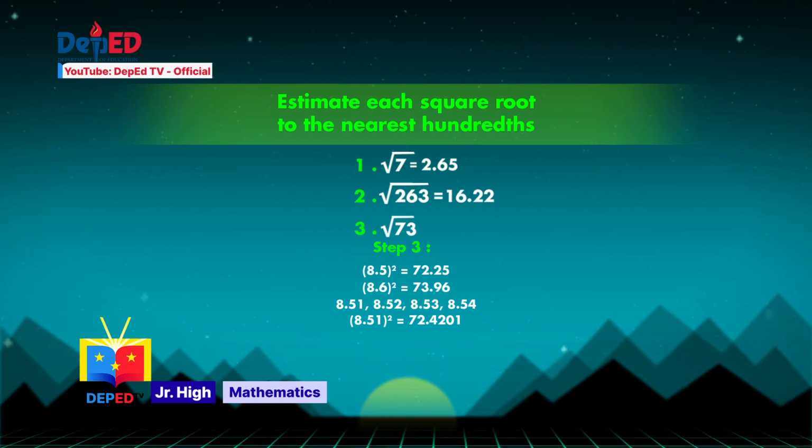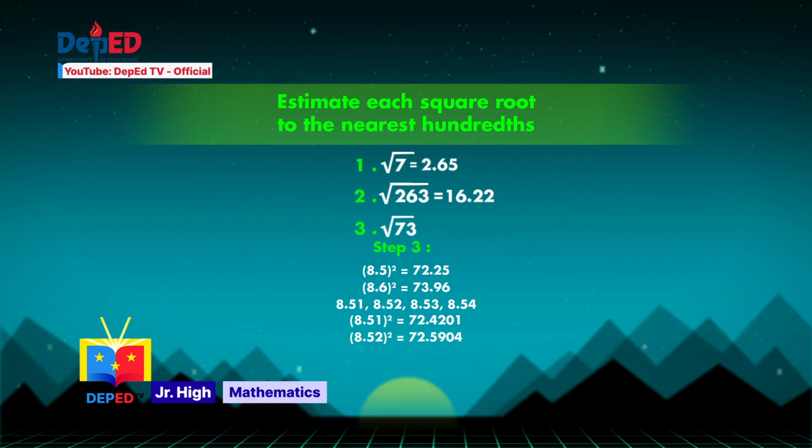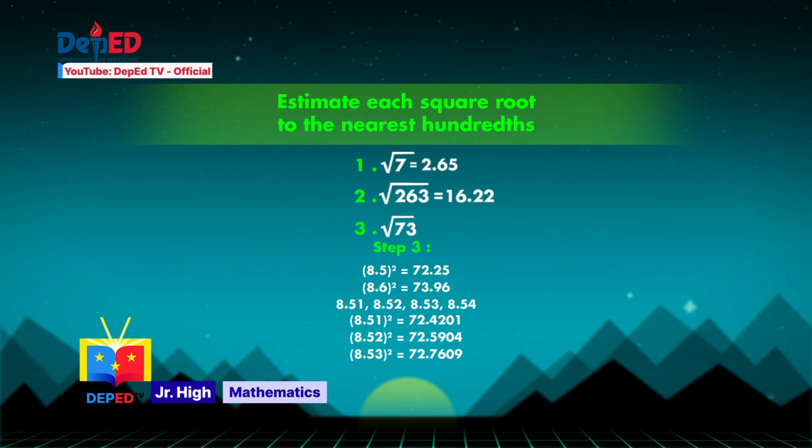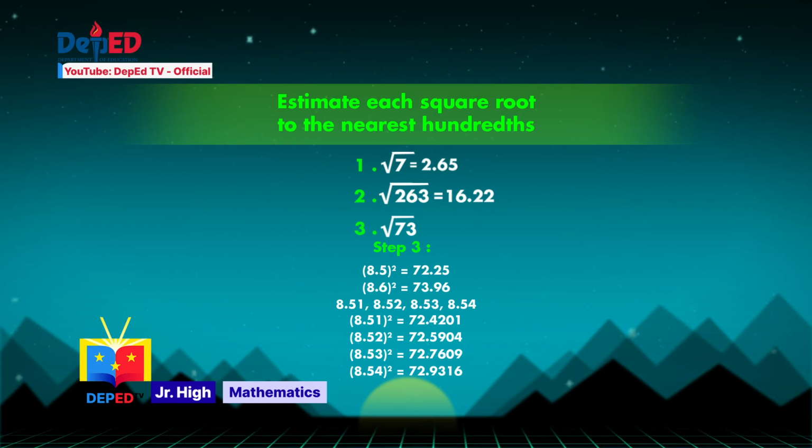The square of 8.51 is 72.4201. The square of 8.52 is 72.5904. 8.53 squared is 72.7609. And 8.54 squared is 72.9316. From the obtained results, which has the closest value to 73?